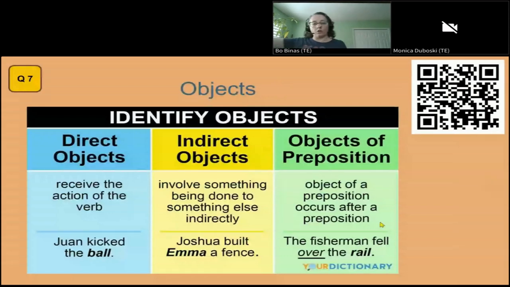Now let's talk about the object part of the sentence. Sometimes it's an object, sometimes it's an adverb, things like that. But when we have objects, we can have different kinds of objects. We can have direct objects. So in this case, Juan kicked the ball. Direct objects receive that action of the verb. The ball is the one being kicked. Indirect objects involve something being done to something else indirectly.